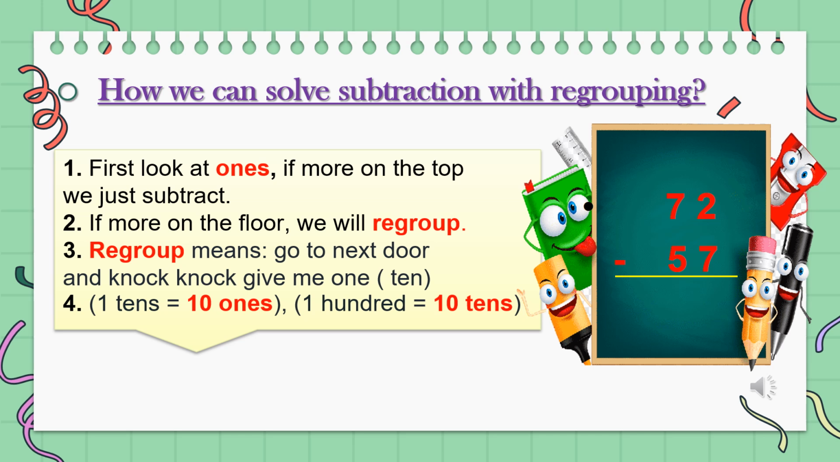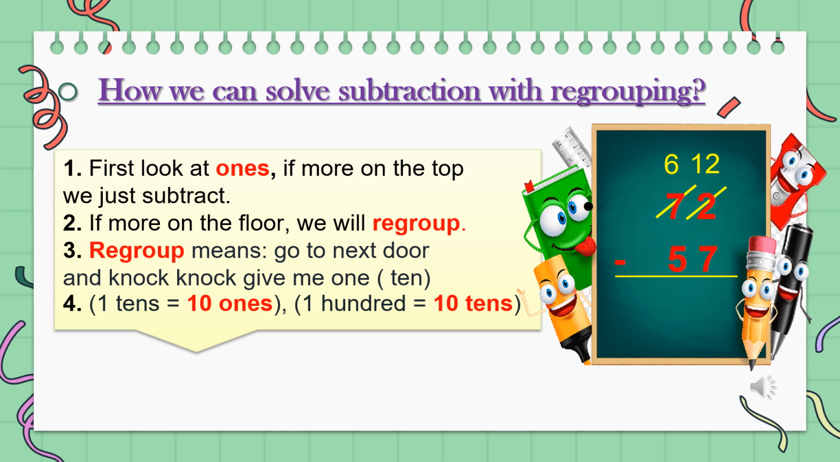Regroup means go to the next door and knock, knock, knock. Please, tens, give me 1 ten. Remember, 1 ten equals 10 ones. Let's do it. So 2 minus 7, I can't do it. So I go to the 7, knock, knock, knock. 7, can you give me 1 please? Yes, I can. So 7 becomes 6 and 2 becomes 12, because 1 ten equals 10 ones.